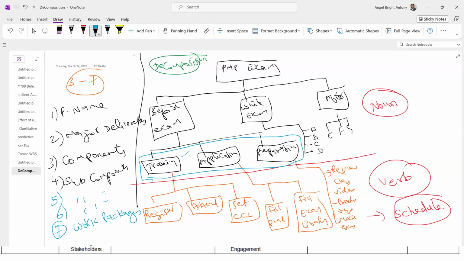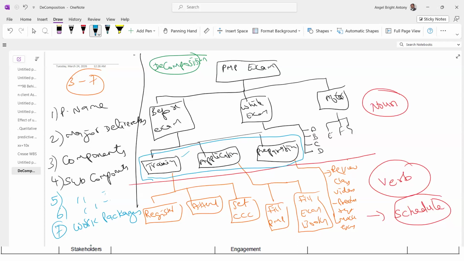So remember this, lowest level of WBS is work package. You will know whether it is a work package or not. When you are decomposing, if you are going to get an action verb next, you will stop the decomposition there and you'll say that is my work package. Next level is going to be activities. I'll put that in the schedule.